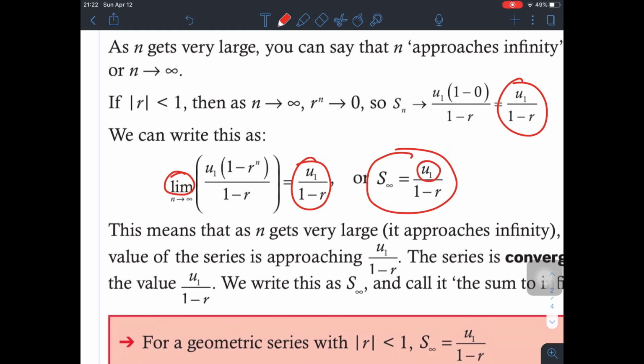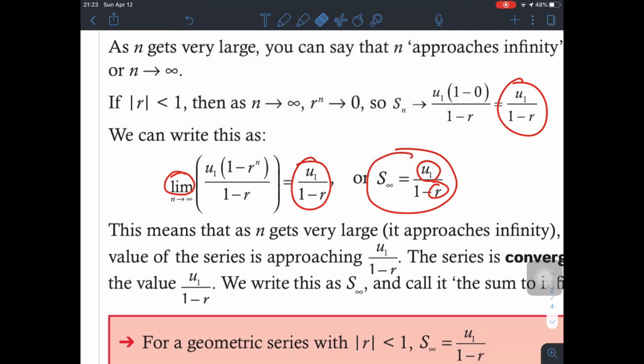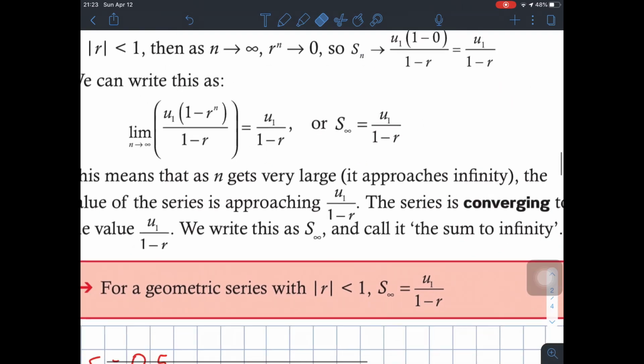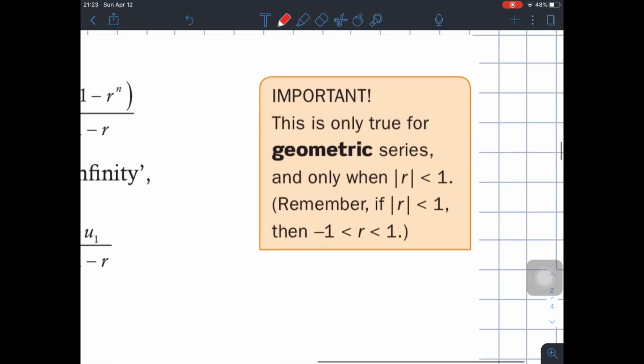u1, the first term, divided by 1 minus r, where r is a common ratio that, remember, should always be a value less than 1 and greater than 0. Okay? So don't forget that, people. This is where the formula comes from. Then it says, and here's a very important thing you should remember.